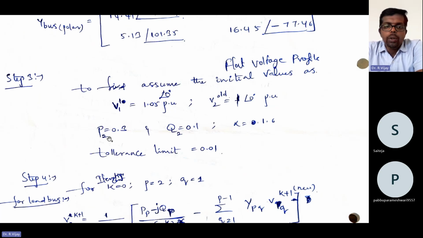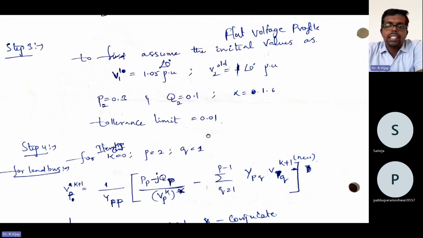Next, P2 is equal to 0.3, Q2 is equal to 0.1. That is also mentioned in the problem. The acceleration factor alpha is given as 1.6, and the tolerance limit epsilon is given as well. So everything is given. If you are programming it, you can easily program all this and get the answer. But now we are solving it manually.